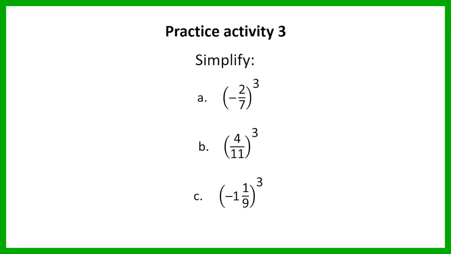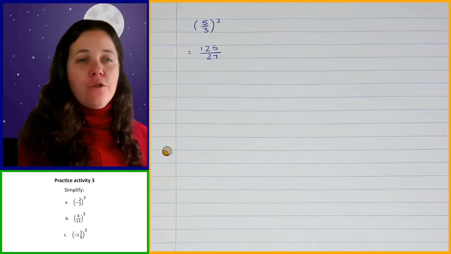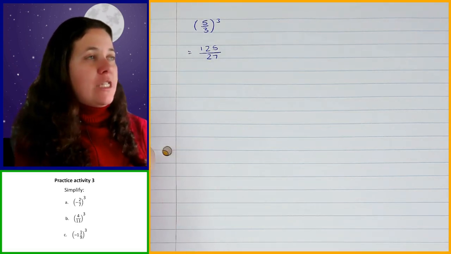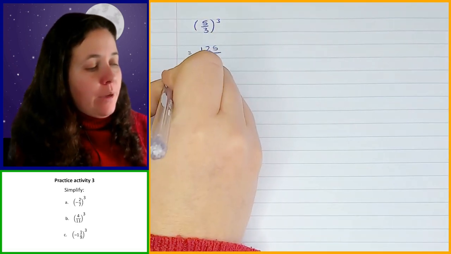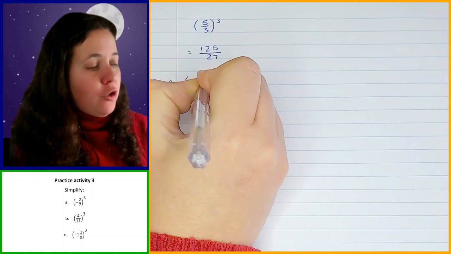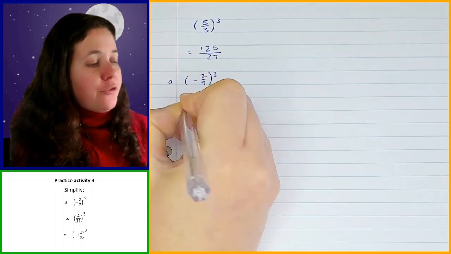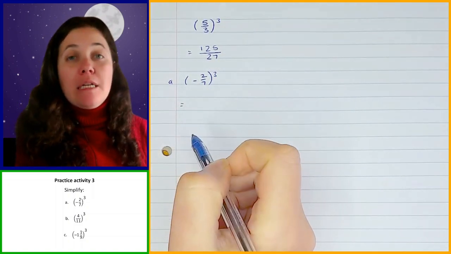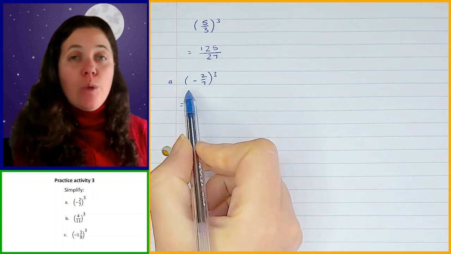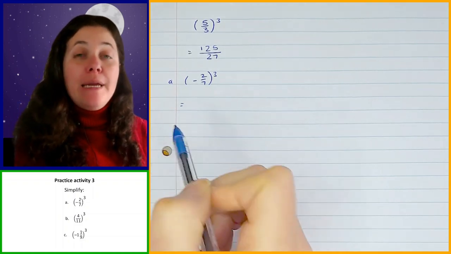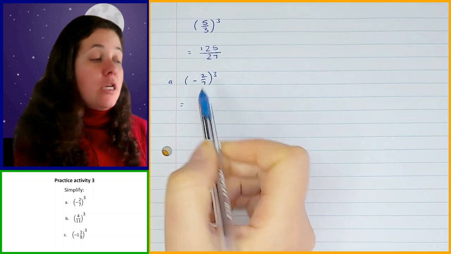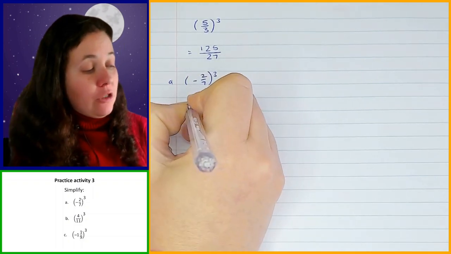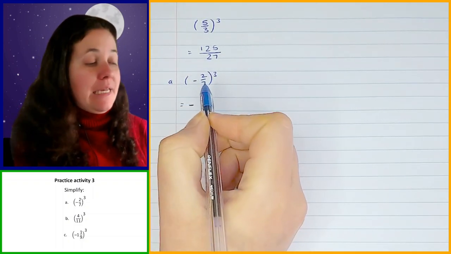Okay, you should hopefully be done with those by now, so let's go through each of those examples. So for question A, we had negative 2 over 7 cubed. So first of all, we have to identify what our sign is going to be. Because it's negative and we're cubing it, that means that there are 3 negatives being multiplied all together. So it is going to be a negative answer because there are an odd number of negatives.